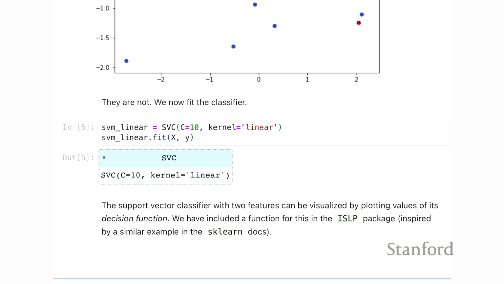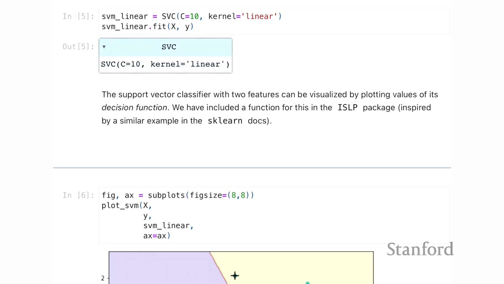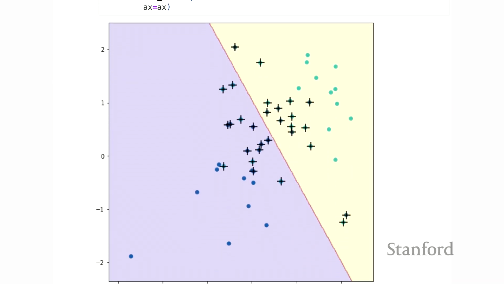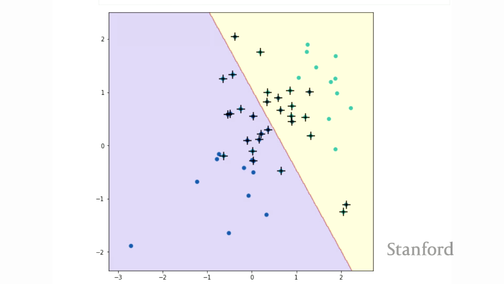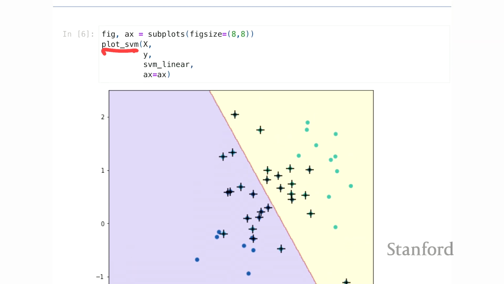Okay, so again, it's a scikit-learn estimator, so we fit it the same way, and we can predict the same way. So here's the plot, the function. We've made this function plot SVM that takes a feature matrix and an outcome and a fitted classifier and plots the decision boundaries as well as the support points. So in this SVM linear, there's information about what points are used as the support points, and we've labeled those with a plus here.